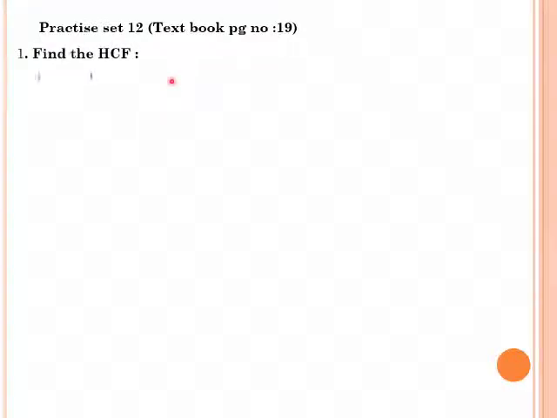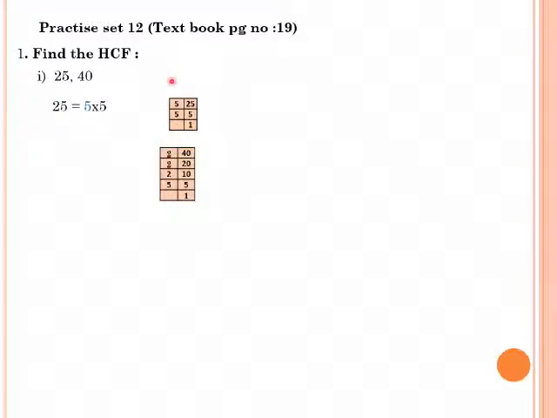Now find the HCF. You have 25 and 40. So how will we start? Yes, by factorizing 25. Write down the factors of 25, then write down the factors of 40.